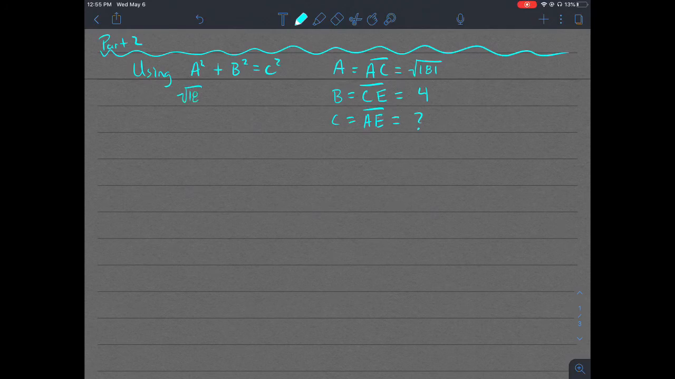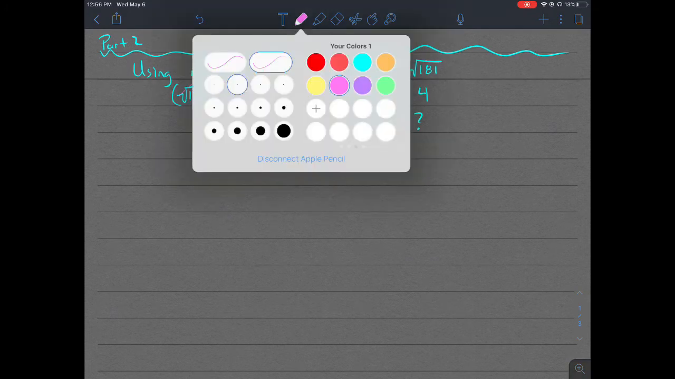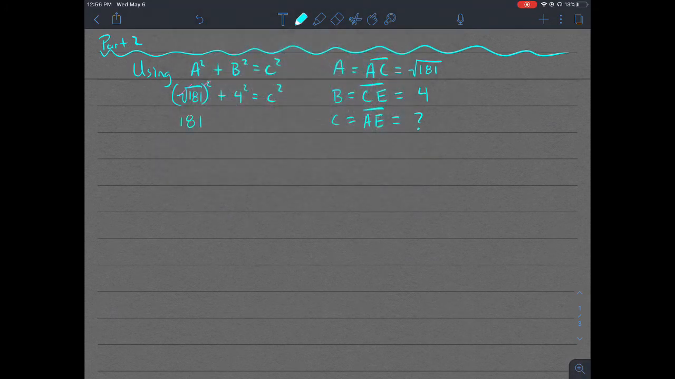We got A, square root of 181 squared, plus B, just 4 squared. We do not know what C is. So remember, a square root and a square, they cancel each other out. So all I'm left with is 181 right here, plus my 4 squared. What is 4 squared? 16 equals C squared. Now add 181 plus 16 together, and you get 197. C squared falls down.